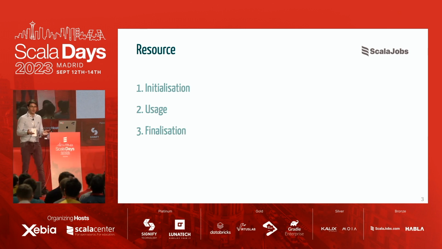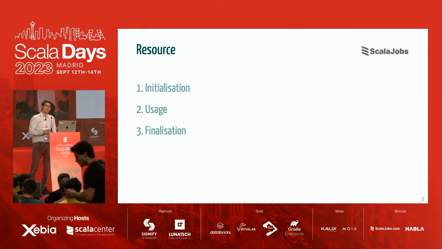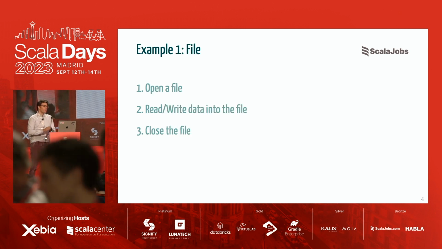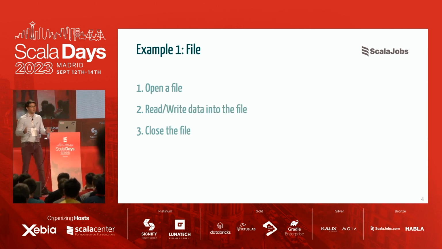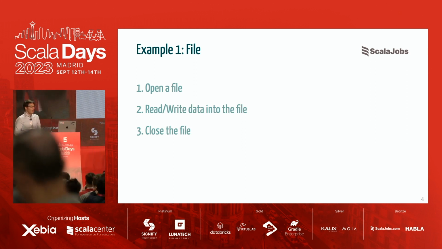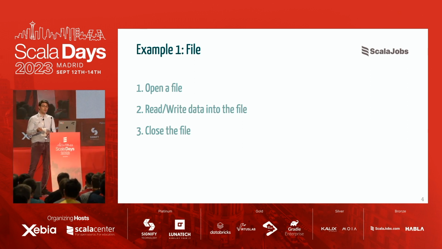no longer required. So I came up with four examples so that we are all on the same page and we really know what a resource is. Example number one is really the most typical one. It's a file. Why is a file a resource? Because in order to use it, you first need to open it, right? Then you're going to either read or write data into it. This is the usage. And at the end, you need to close the file.